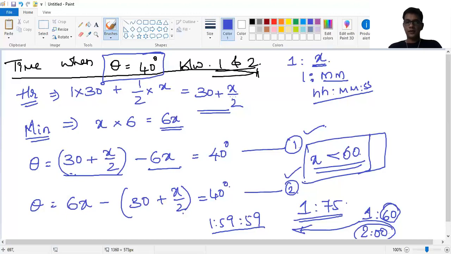So as said, it has to be less than 60 and x is in minutes, right? So minutes always has to be equal to or greater than 0. It can be 0, because if it is 0, then I'm talking about a time as 1.